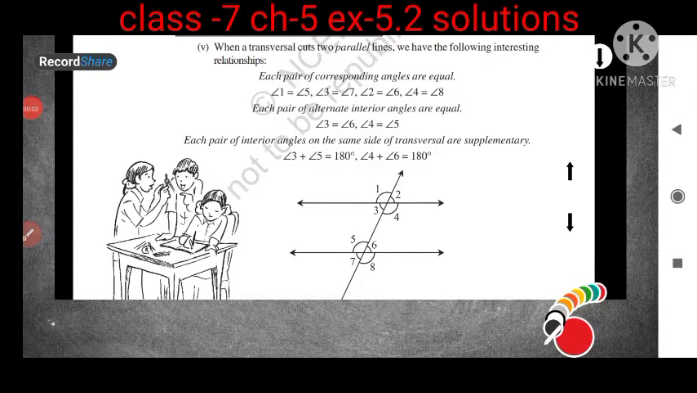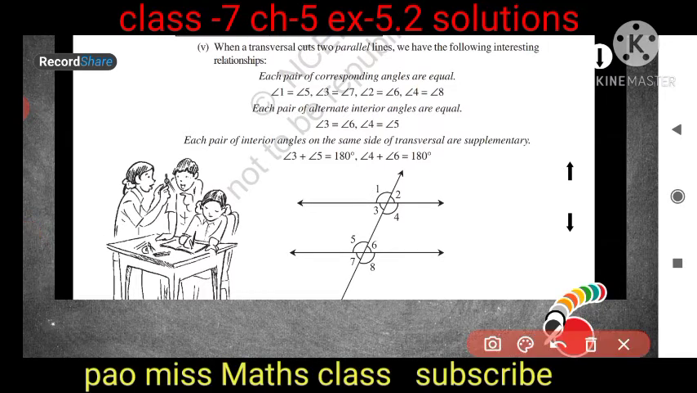Today in this video I will cover class 7 maths chapter number 5, lines and angles, exercise 5.2. Before starting the exercise questions, let me help you understand the transversal line and parallel lines. When a transversal cuts two parallel lines, we have the following intersecting relationships. You can see this line and this line are parallel lines, and this is the transversal.